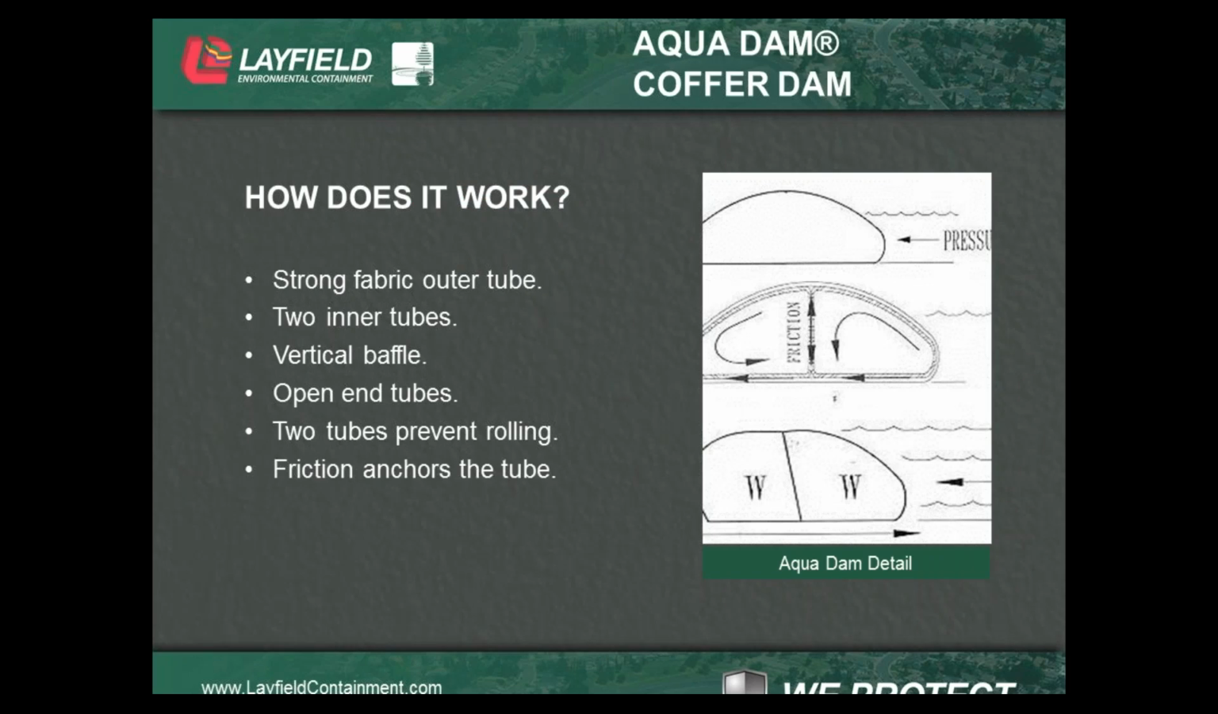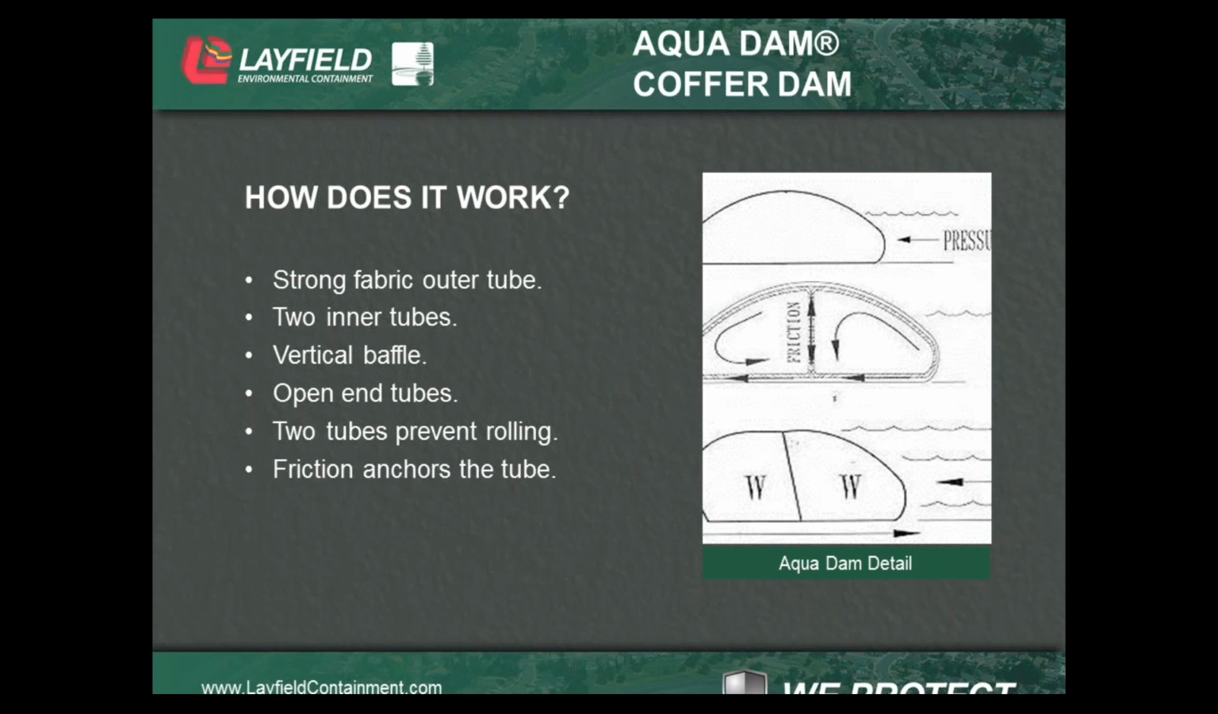So how does Aqua Dam work? Well, Aqua Dam is actually built from a strong fabric outer tube, which has two inner polyethylene tubes inside of it. It's technically actually only one internal polyethylene tube that runs down towards the end, comes back the other side. They are open-ended tubes and do not require any specific valves, fittings, those kinds of things. So they're much more user-friendly than some of the other alternative water coffer dams on the market.